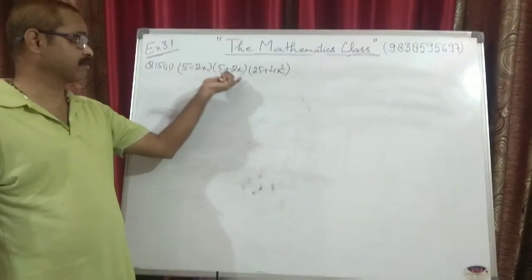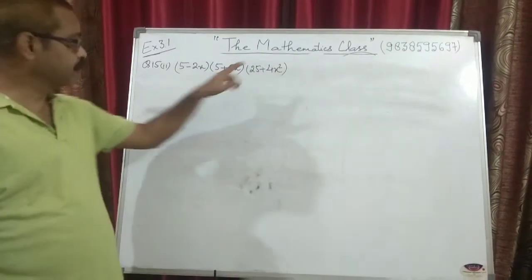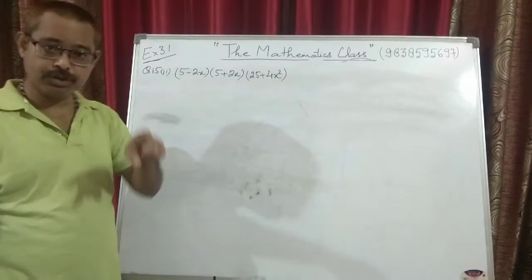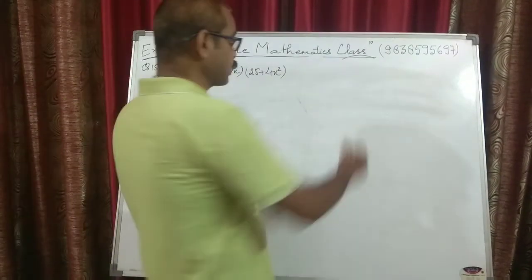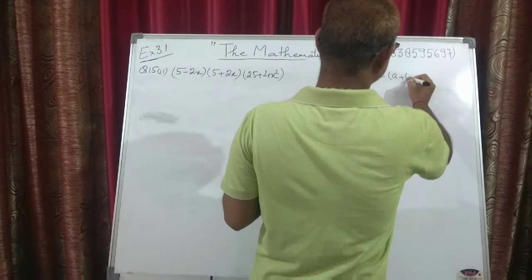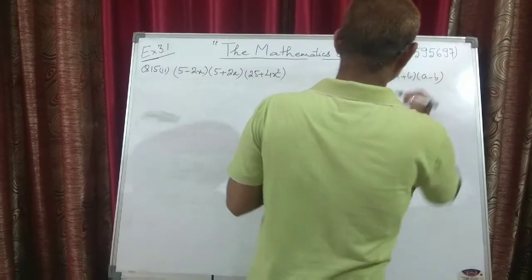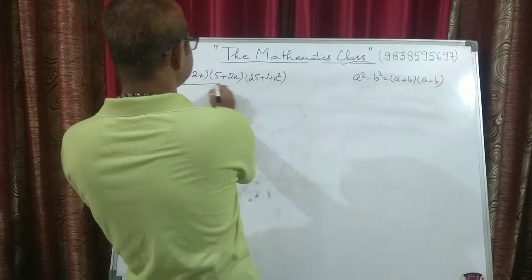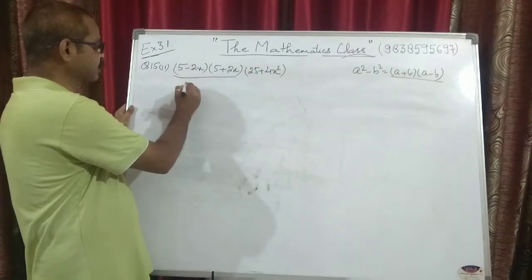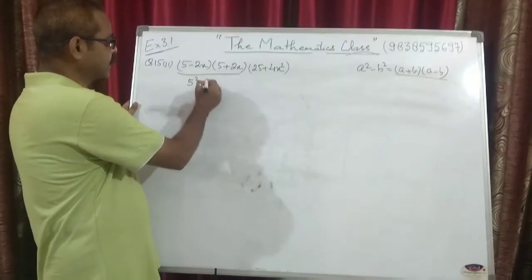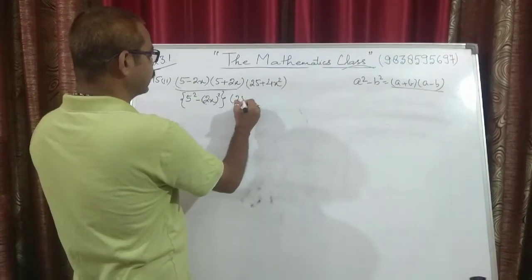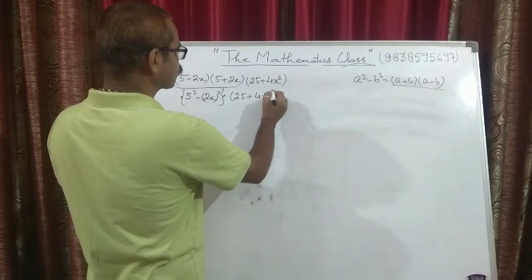It is (5 minus 2x)(5 plus 2x)(25 plus 4x squared). If you look at these two terms, a minus b and a plus b, we know that a square minus b square is equal to (a plus b)(a minus b). The term is given in this form, so we can simply write it as a square minus b square: 5 square minus (2x) square. And we'll write the other term as 25 plus 4x square.